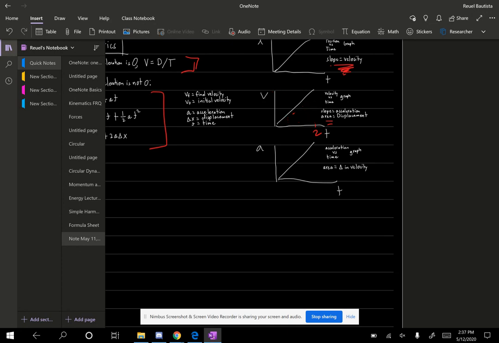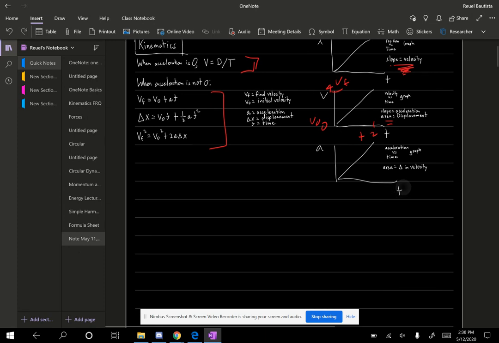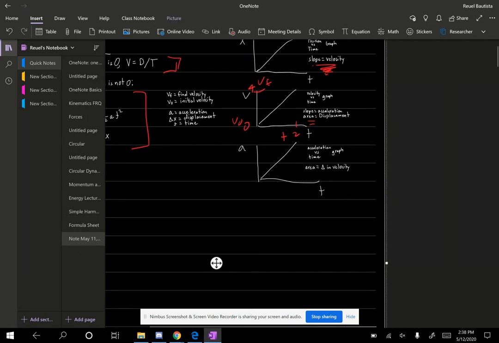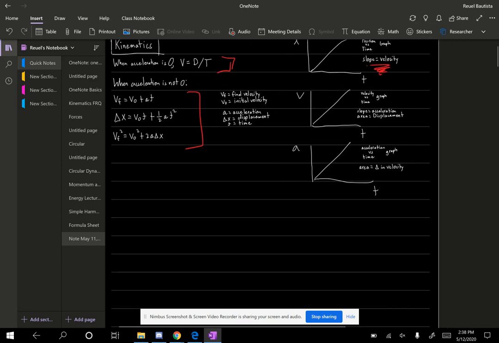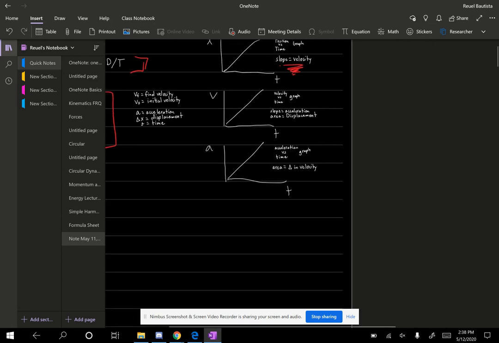You can also do this problem using kinematics equations, right? If this is 4, and this is 0, and this is a time of 2 seconds, you have your final velocity, your initial velocity, and your time. So you can use one of the kinematics equations to solve for change in x. So if you're not comfortable just looking at the graph and knowing what to do, you can also apply your kinematics equations to it.